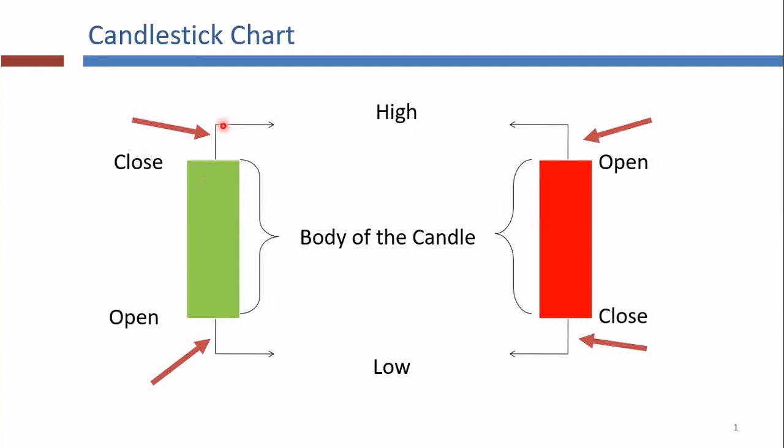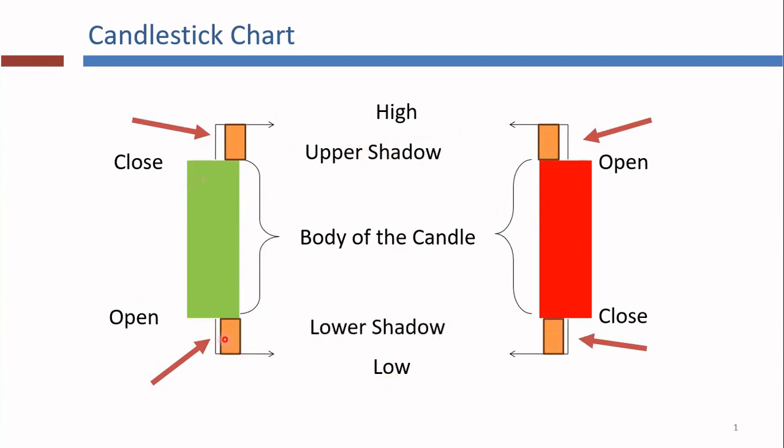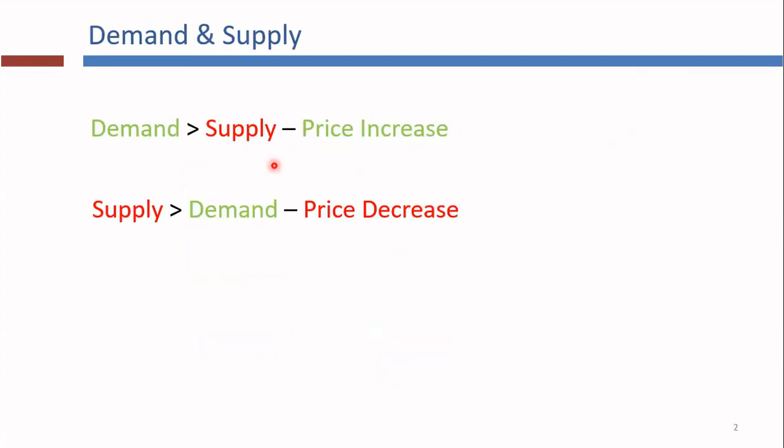The thin lines appearing above open or close are known as shadows, wicks, or tails. The distance between the opening price or closing price to the highest point is known as the upper shadow or upper wick, and the distance between the lowest point to open or close is known as the lower shadow or lower tail.